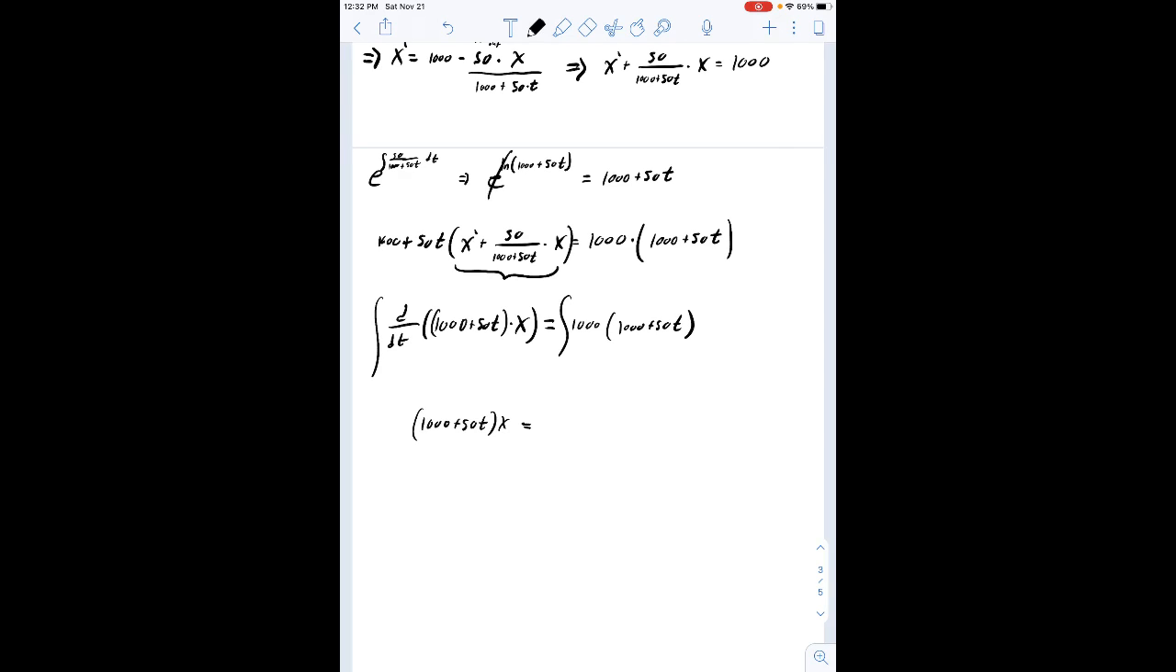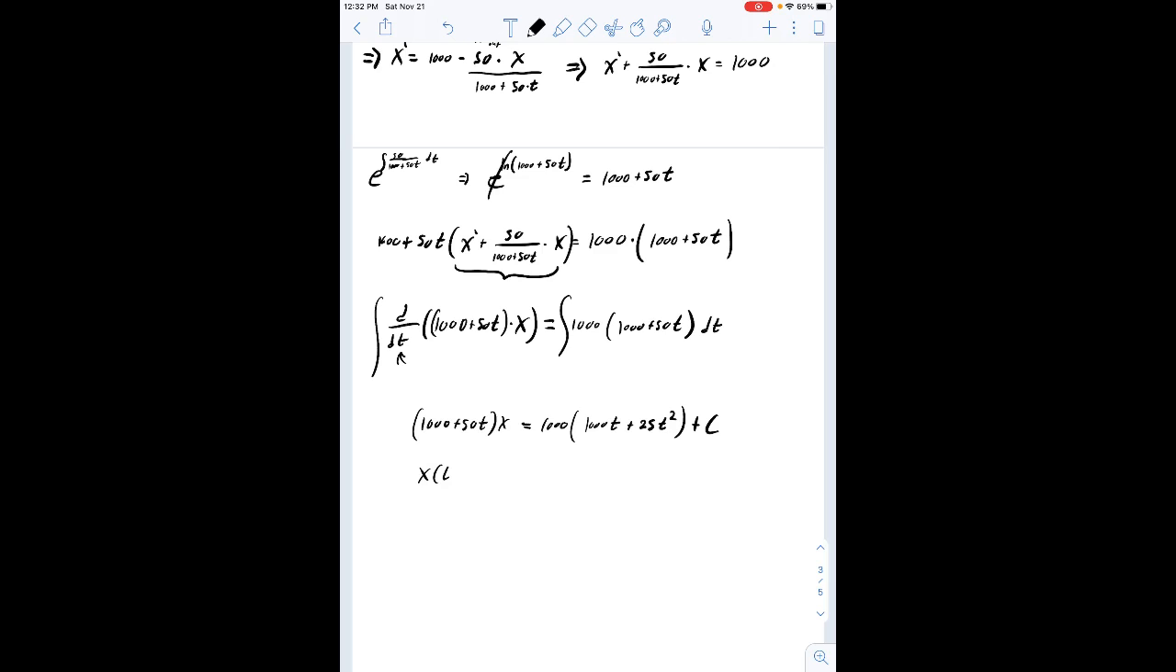So what's this integral? That's going to be 1000t. Should say dt over here, right? Because we have to integrate with respect to t. So 1000t plus 25t squared. And then we always have plus a constant. Awesome. So now we can just divide on this side.